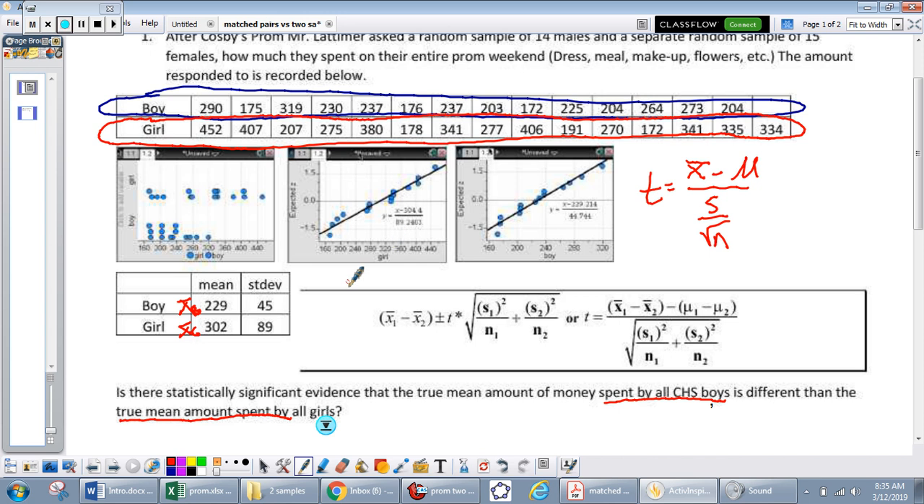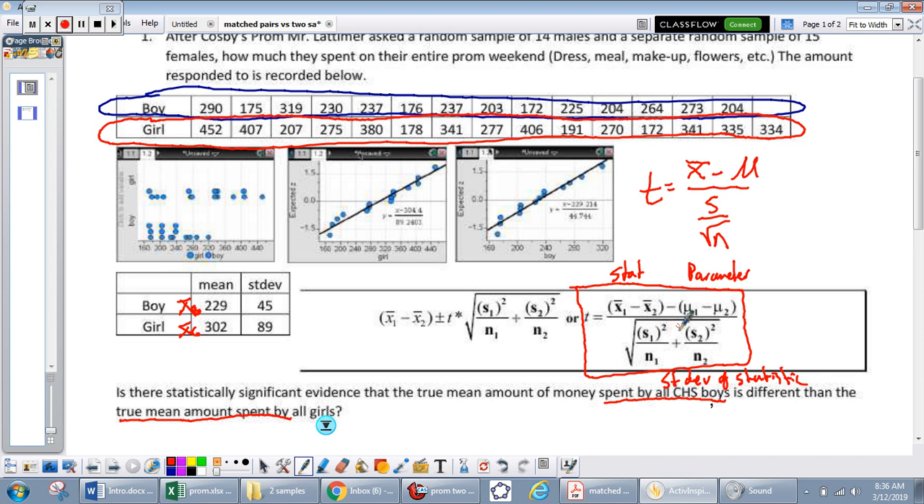So we can see our 2 formulas right here. Here's our 2 sample t-test formula, and notice what it says: x bar 1 minus x bar 2. That's our statistic. Minus mu 1 minus mu 2, that's our parameter, which is what we hypothesize. We'll talk about that in a second. And then s1 squared over n1 plus s2 squared over n2. This is the standard deviation of the statistic, or we could think of that as our standard error.